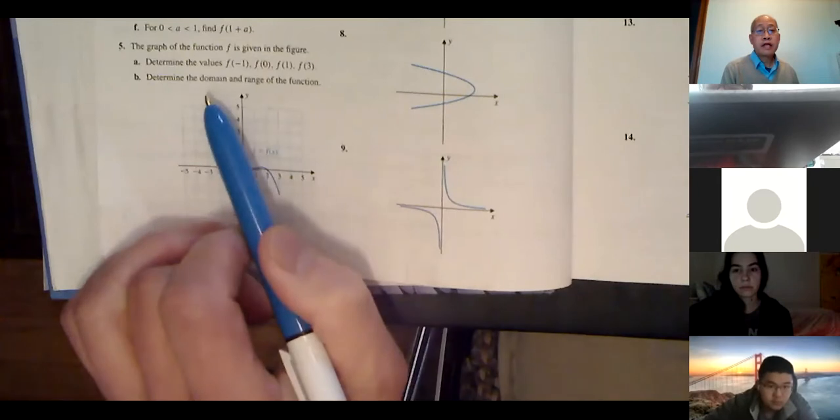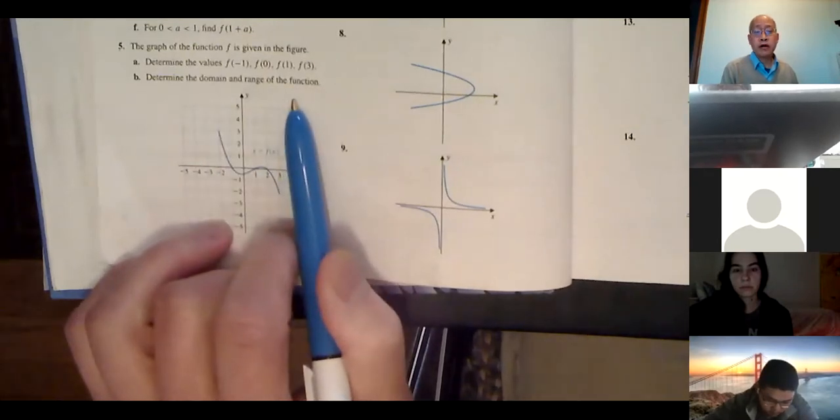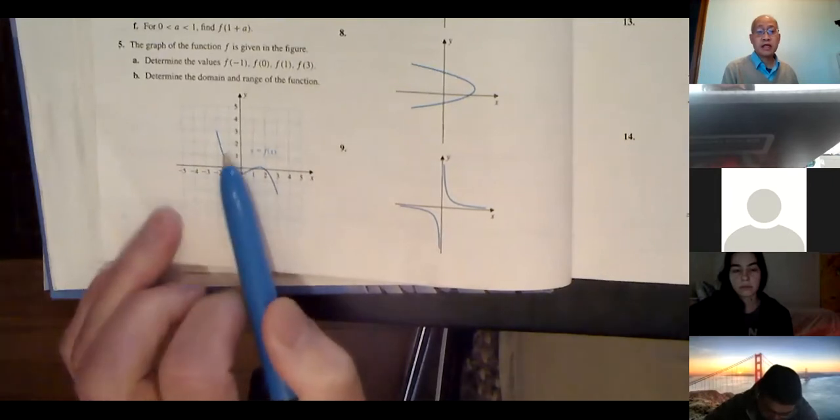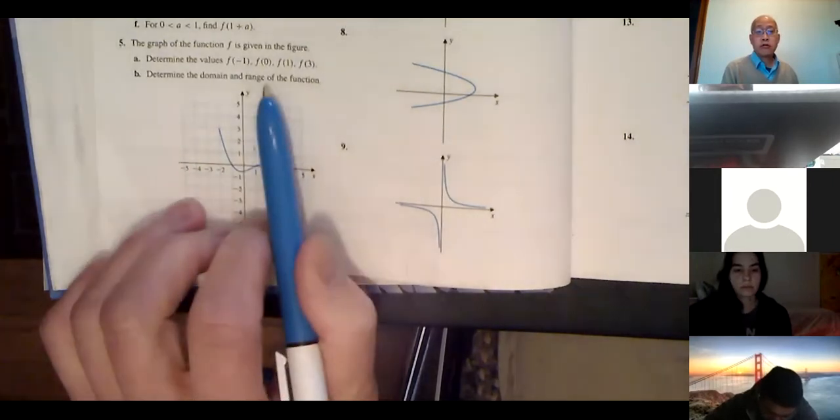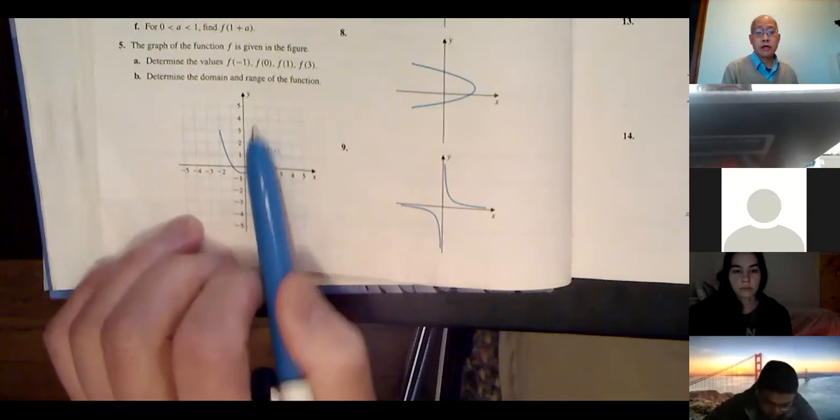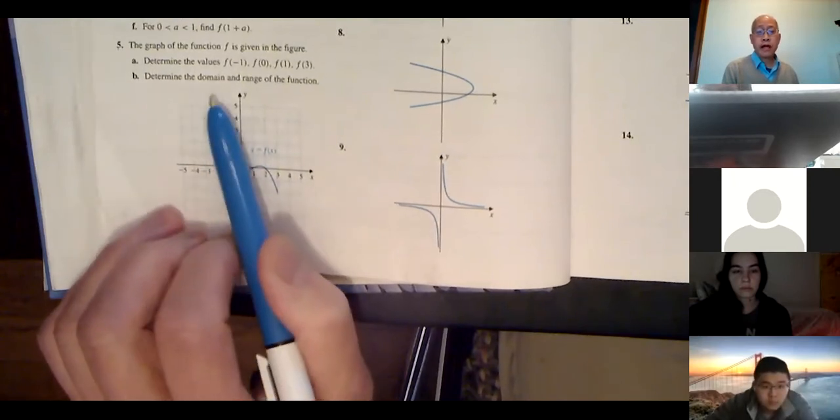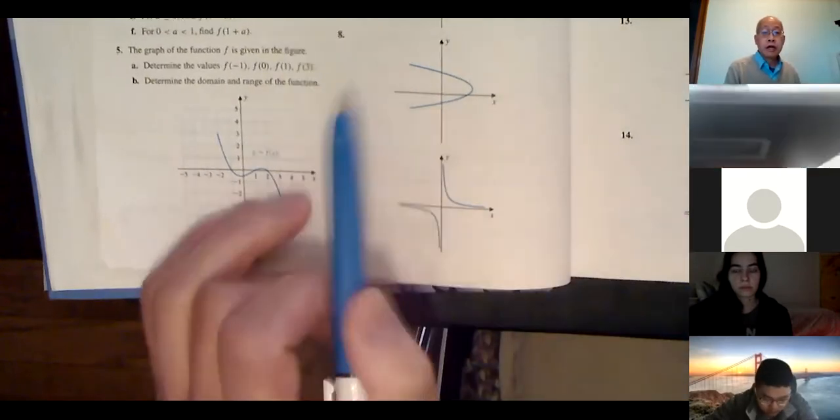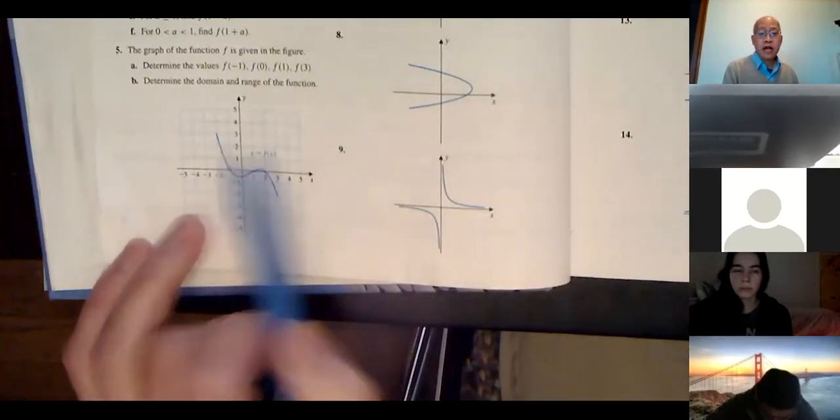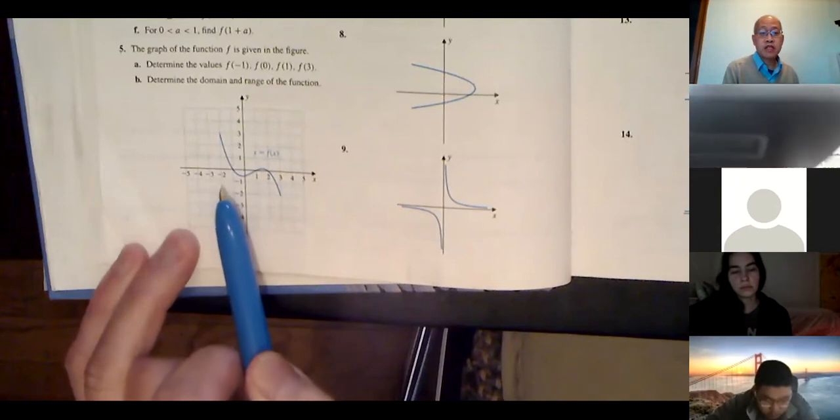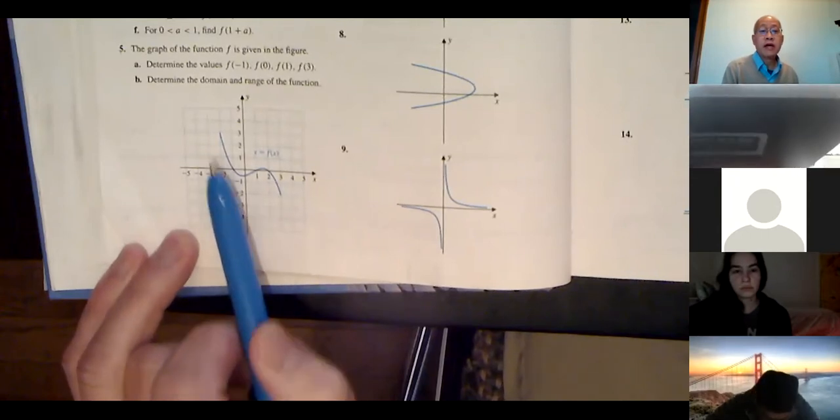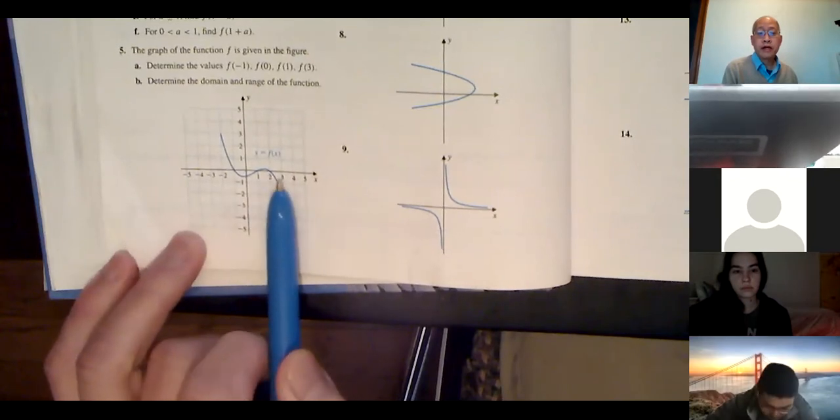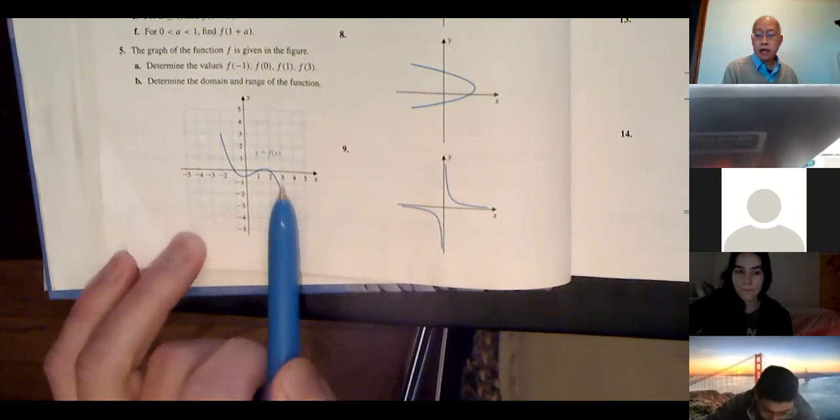Okay, then it asks for the domain and the range of the function. Domain is the extent of x. How far does x go? Range is how far y goes, up and down. Okay, so domain is for x, range is for y. Again, if you want to put that in your cheat sheet, you may. So for this function, how far left and right does it go? Well, the furthest left seems to be -2, including the -2. The furthest to the right seems to be 3, and including the 3.